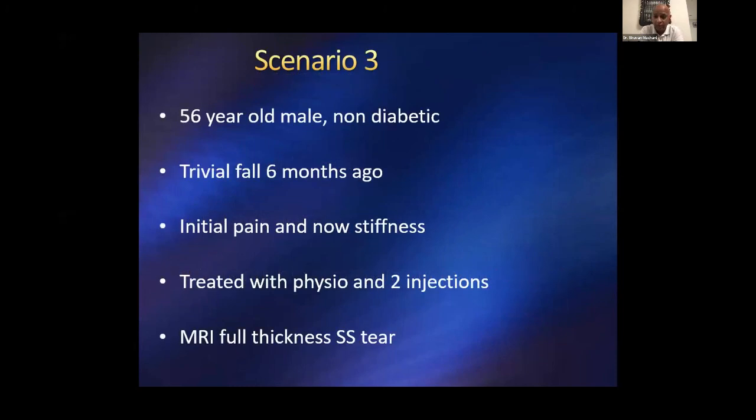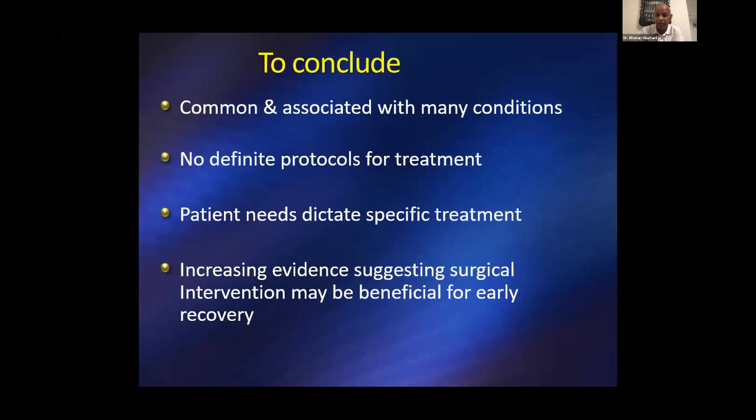And again, this is not an uncommon scenario. We do come across somebody who has had a trivial fall. They initially have some pain, now stiffness, treated with physio and injection. They don't get better. And it's important then to remember to rule out anything underlying. Do an MRI scan, which shows a full thickness tear. What you actually do for those patients is something we can discuss later.